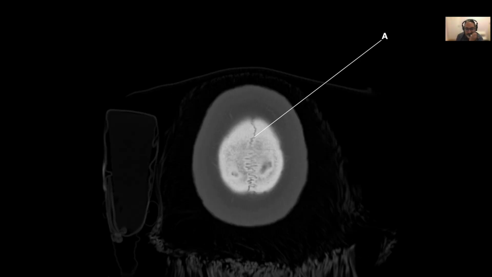So, right at the top, it's a suture. What is it called? That would be the sagittal. That is a sagittal suture, correct.